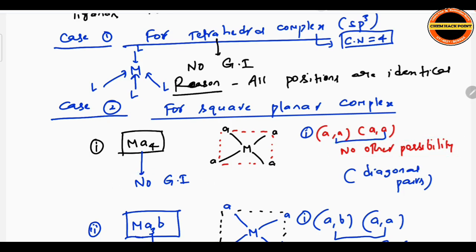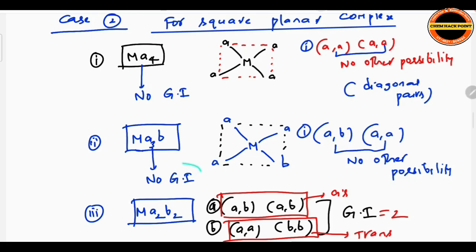We are converting those 4 ligands into 2 pairs. If you are unable to make another arrangement like this, which should be different from 1, there is no other possibility, because with 4 same type of ligand, how can we make a different arrangement? So as there is no other possibility, here no GI. Simple method.